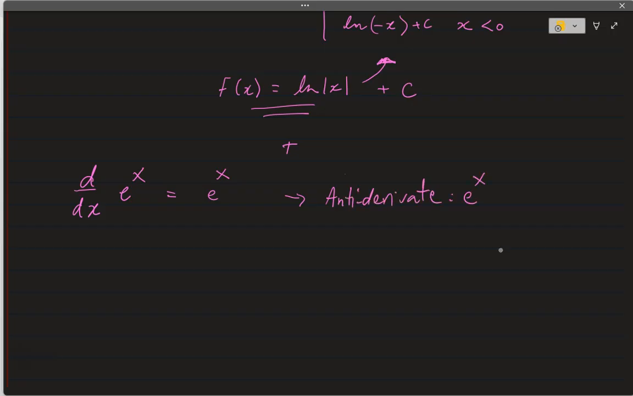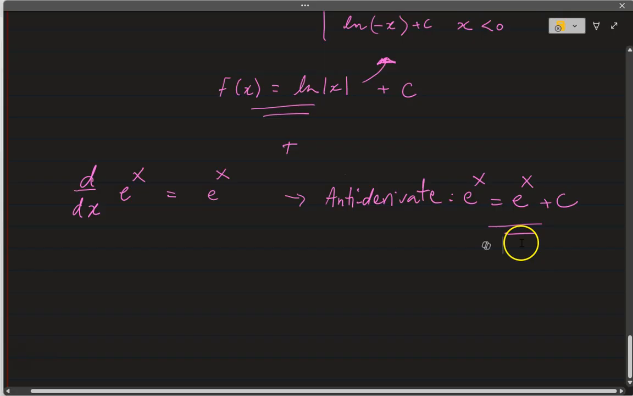Now if you take the antiderivative of e to the x, you will get e to the x plus c back. And that is another special case, and you just have to remember that. And the concept is exactly the same.